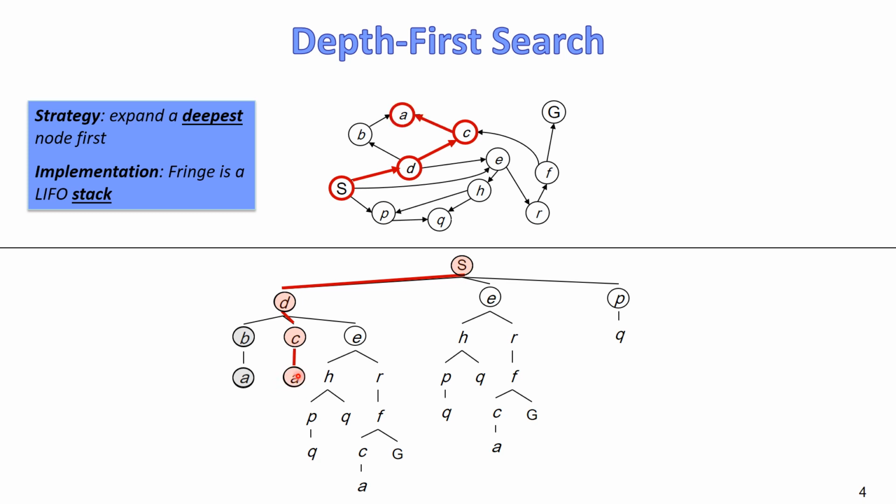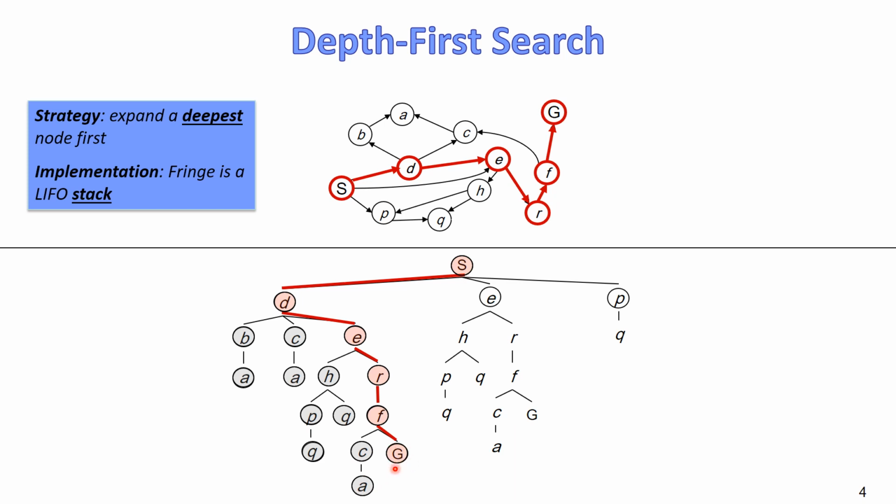Okay, so we'll always go deep. So after A here, we'll have to expand E, then H, then P, then Q. Now we are done with, there's no leaves of Q. We go back to this Q. No leaves of this Q. We go back to R, then F, then C, then A. Okay, now we have no children for A. Then we have to go to G.